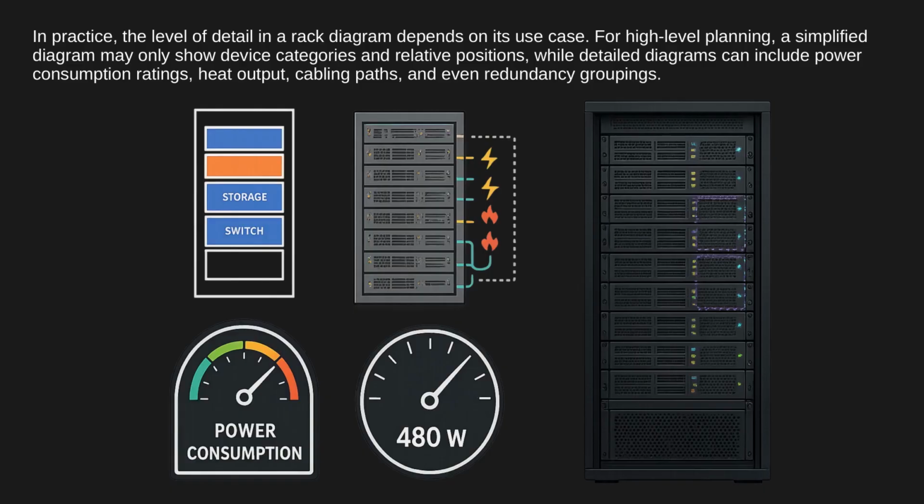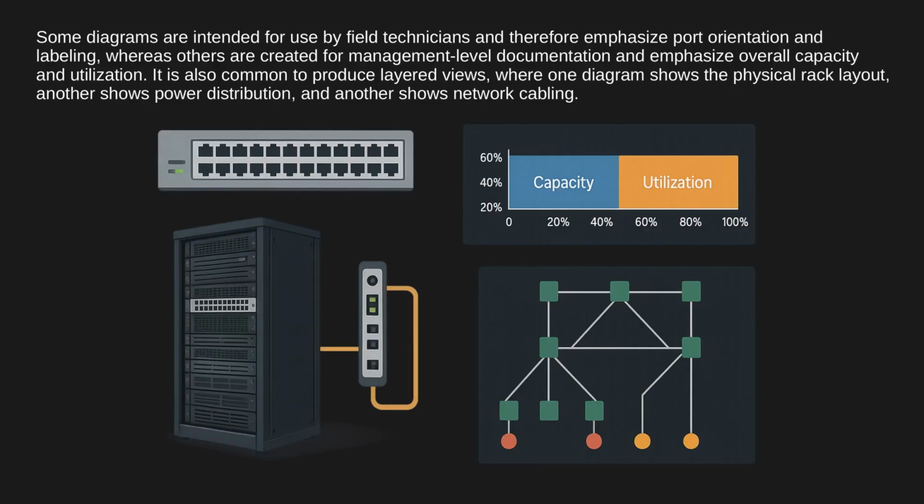For high-level planning, a simplified diagram may only show device categories and relative positions, while detailed diagrams can include power consumption ratings, heat output, cabling paths, and even redundancy groupings. Some diagrams are intended for use by field technicians and therefore emphasize port orientation and labeling, whereas others are created for management-level documentation and emphasize overall capacity and utilization. It is also common to produce layered views where one diagram shows the physical rack layout, another shows power distribution, and another shows network cabling.